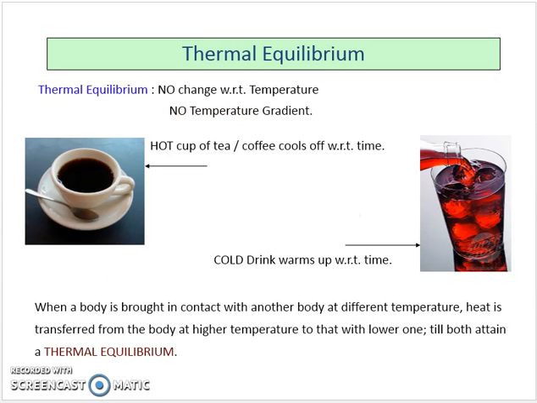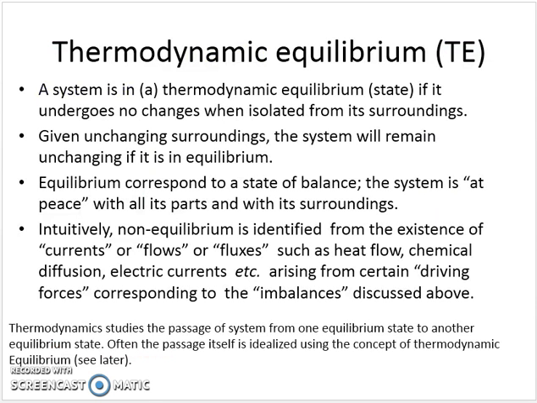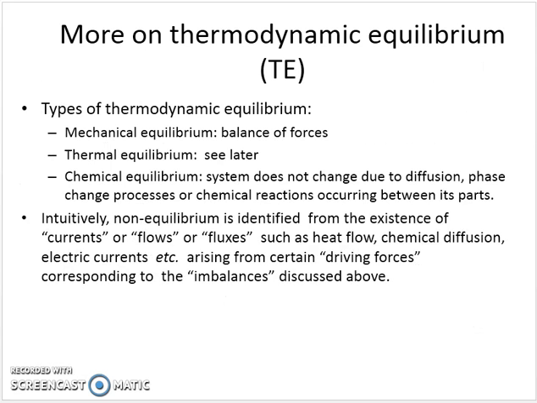That is thermal equilibrium: no change with respect to temperature, no temperature gradient. That is, a hot cup of tea cools with respect to time, and cold drinks warm up with respect to time. When a body is brought in contact with another body at a different temperature, heat is transferred from the body at a higher temperature to the one at lower temperature, till both attain thermal equilibrium. A system is in thermodynamic equilibrium if it undergoes no changes when isolated from its surroundings. Equilibrium corresponds to a state of balance. The system is at peace with all its portions and with its surroundings.